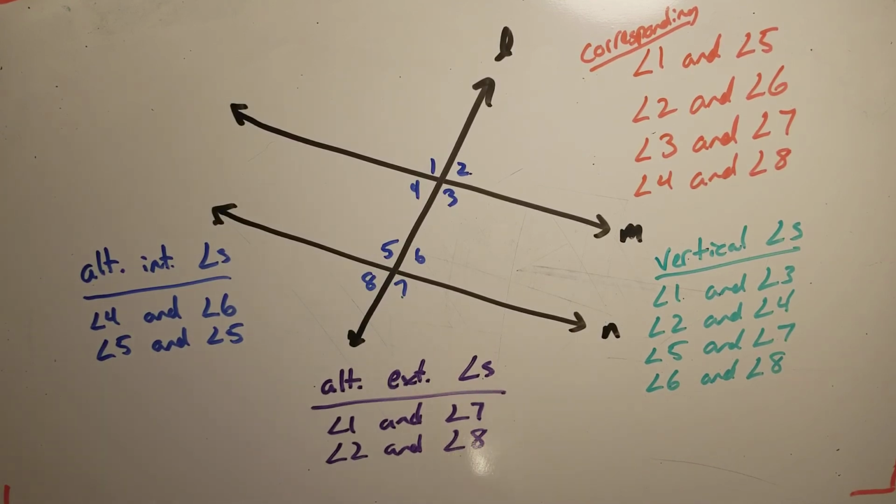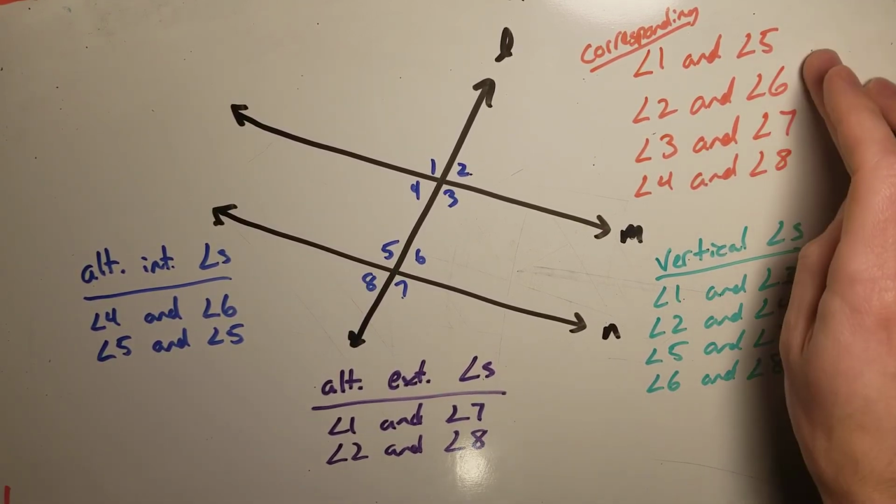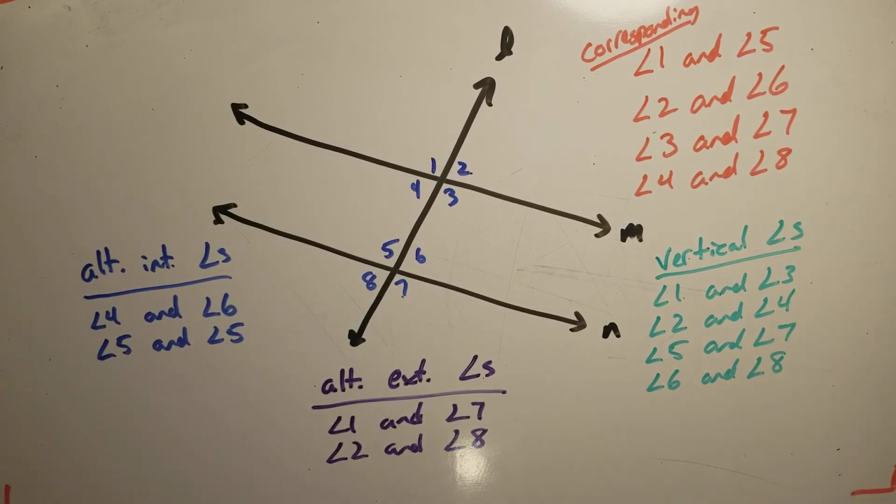Alright, and that's all we have for today. Again, right now it's all about just knowing the relationships, which angles go together, and being able to set up different pairs of alternate interiors, alternate exteriors, corresponding, vertical angles, things like that.